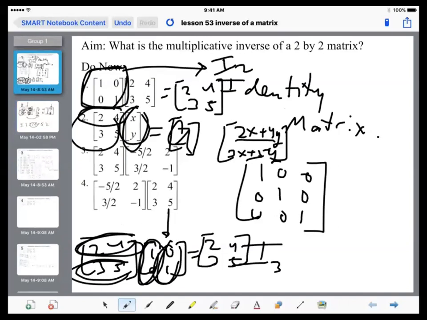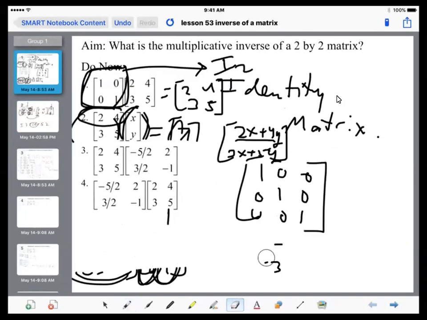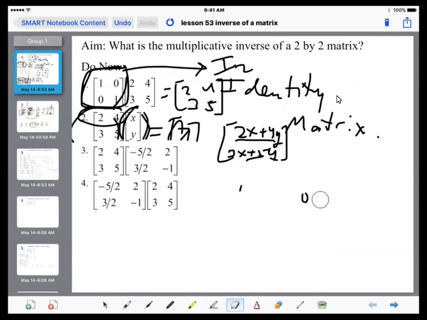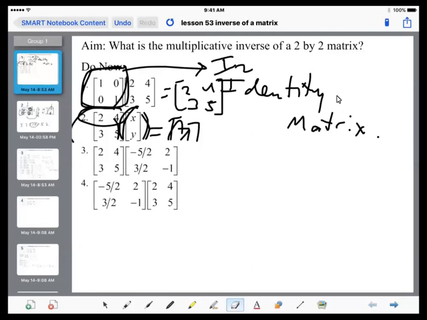Anything interesting happen with questions 3 and 4? Why don't you go ahead and pick one of them, either 3 or 4. And that's right. The third and the fourth one, when you multiply them together, you actually, for both of them, get the I2, the 1, 0, 0, 1.